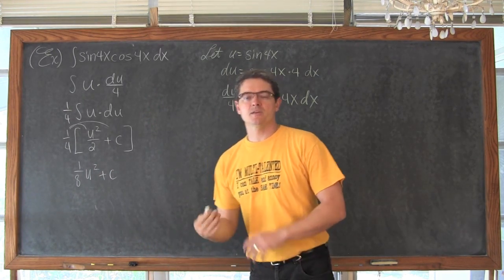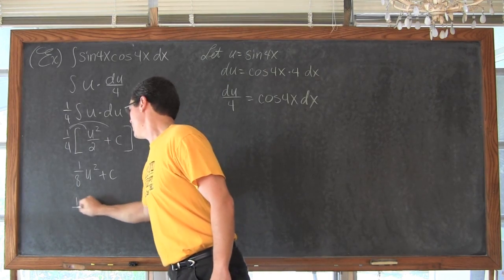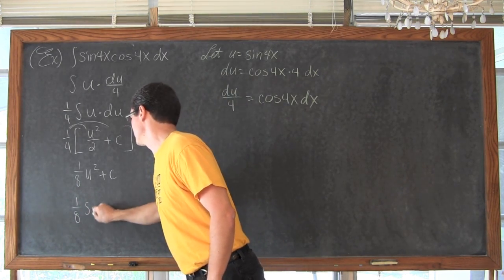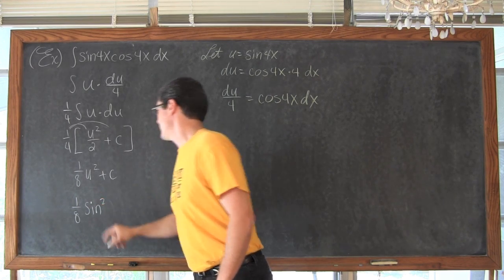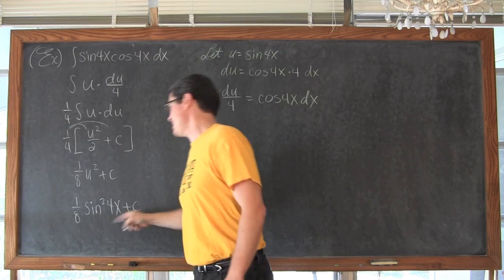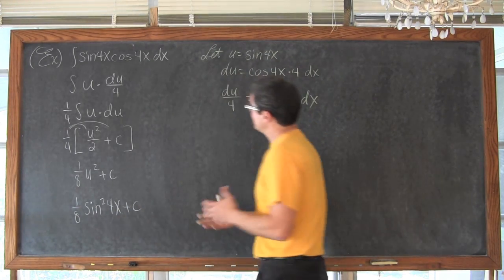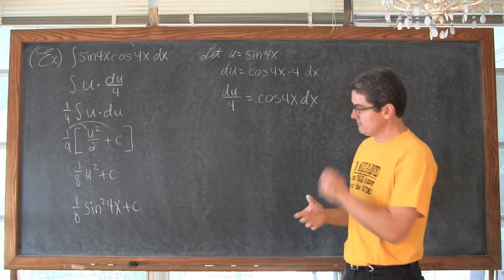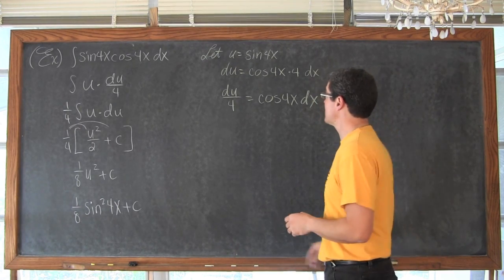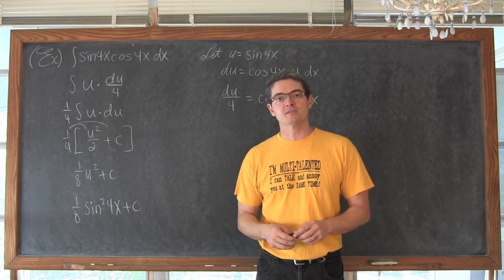Get all the simplification process done. Take u, plug it back in, and we have 1/8 u, which is sine of 4x, and it's squared, so sine squared of 4x plus c, and that is done. If you let u equal cosine of 4x instead of equaling sine of 4x, well, then your problem would look like this.